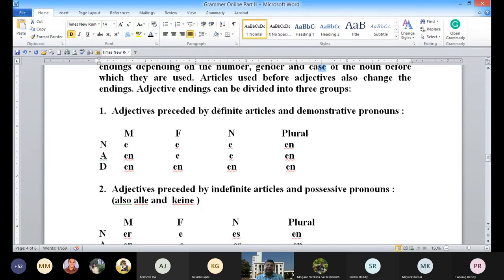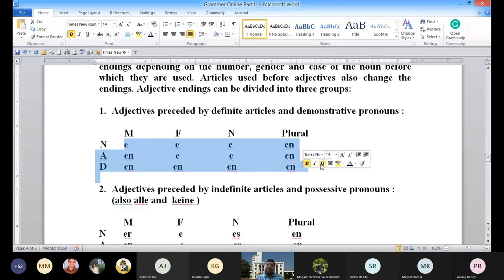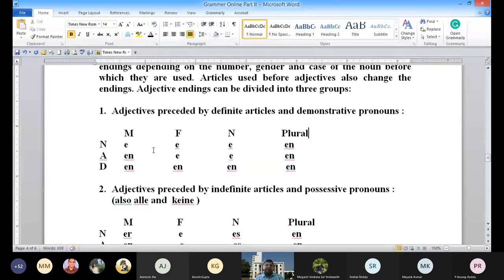Adjectives preceded by definite articles and demonstrative pronouns. So they will be having these kinds of endings: nominative, accusative, dative, masculine, feminine, neuter, plural. Now, if you look at all these, one thing you will find is that only two types of endings are coming out of all these. Either it is e or en. If you look at this, if it is masculine, nominative, singular, e; feminine, e; neuter, e. No change.